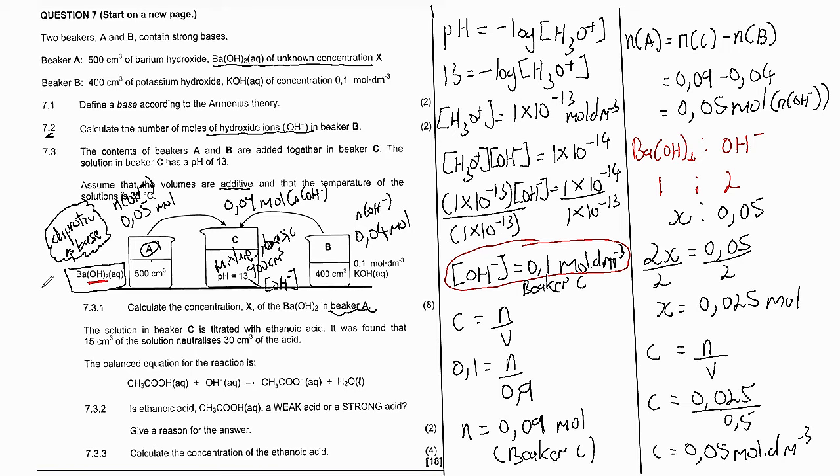Okay, let's now proceed. The solution in beaker C is titrated with ethanoic acid. It was found that 15 cm³ of the solution neutralizes 30 cm³ of the acid. The balanced equation for the reaction is as follows here, with our acid here, and then this here being the base, right? Then 7.3.2 says, is ethanoic acid a weak acid or a strong acid? Give a reason for the answer.